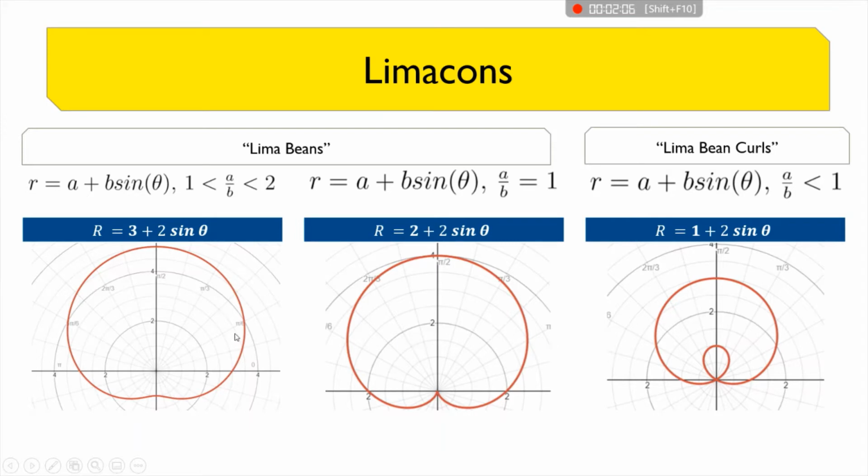The general form is a plus b sine theta. If a over b is between 1 and 2, then you'll end up with this kind of smooth bump on the bottom. If a over b is exactly 1, you end up with a sharp cusp. And if it's less than 1, you end up with an inner loop and an outer loop. I've seen College Board refer to this as the inside loop and the outside loop, or the inner loop and the outer loop, when they're asking you to find the area. So if you see it, that's what they're talking about.